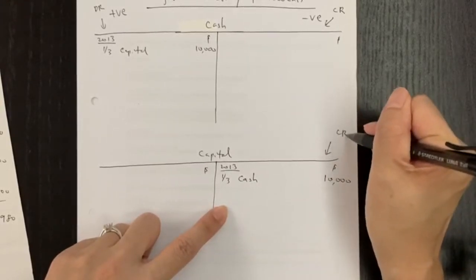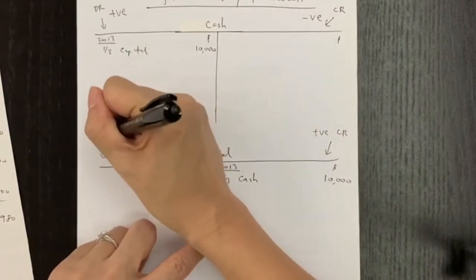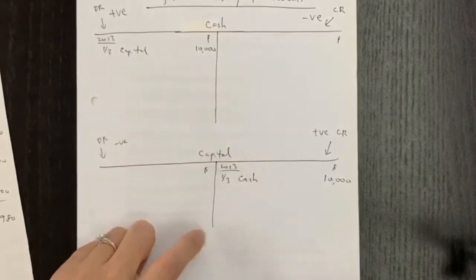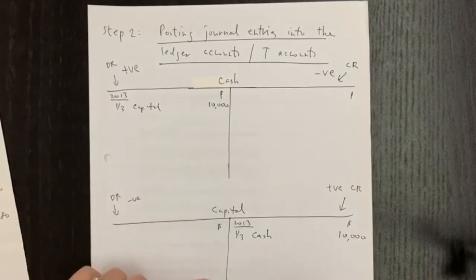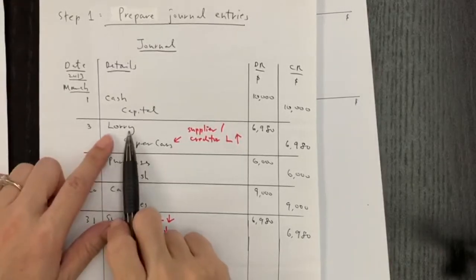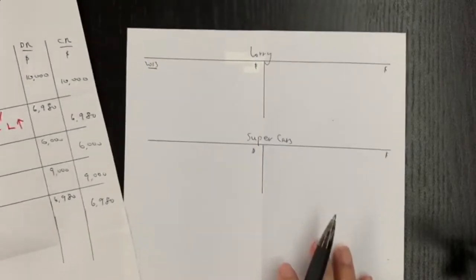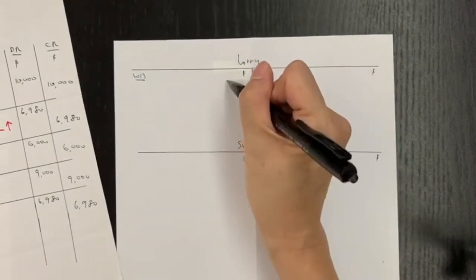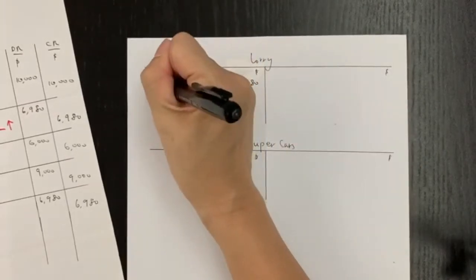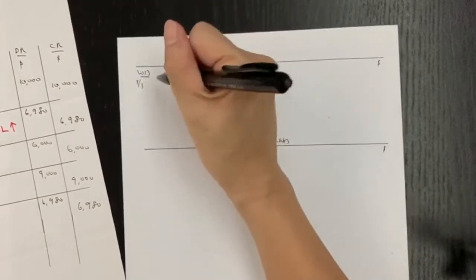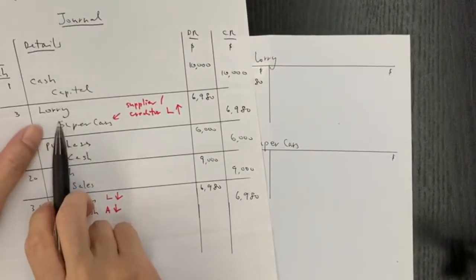So this is the credit side. However, the credit side is positive for capital. Remember that. And this is the debit side, which is negative for capital. So I have done the first posting on 1st of March. Okay, next I have lorry here. Debit lorry means we put 6,980. So here, this is the debit side, 6,980. The date is 3rd of March, and the reason is because of Supercars. Okay, so this is the reason. What makes you debit lorry?